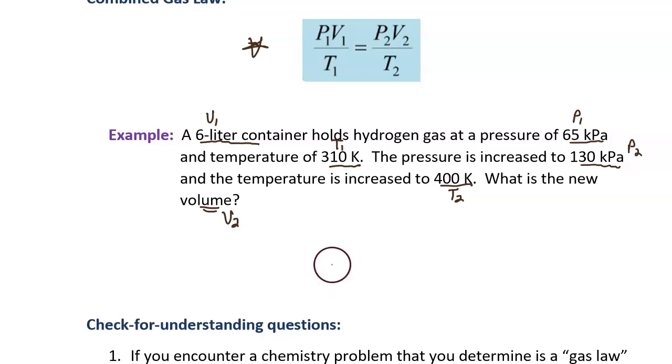Let's make our substitutions. In place of P1, fill in 65. In place of V1, fill in 6. In place of T1, fill in 310. Now on the other side of the equals, what do you put in for P2? 130. What about V2? That's the one that you're going to actually leave as a variable, V2. Okay, now under the fraction line, what do we fill in for T2? That's going to be 400.